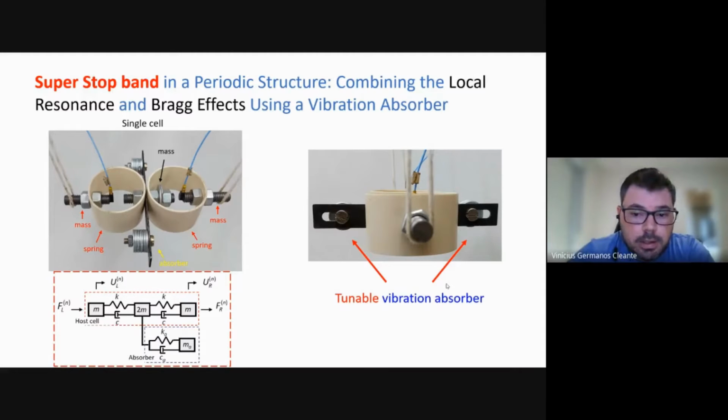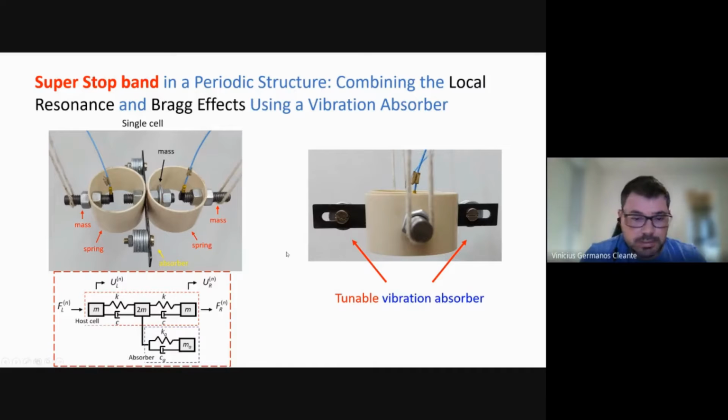Okay, an alternative way to obtain an improved stop band in a periodic structure is by introducing a resonator type device. The advantage of these mechanisms is that it introduces 2 attenuation effects. One is the local resonance, and the other is the Bragg effect. And the combination of these 2 effects creates what we call the super stop band.